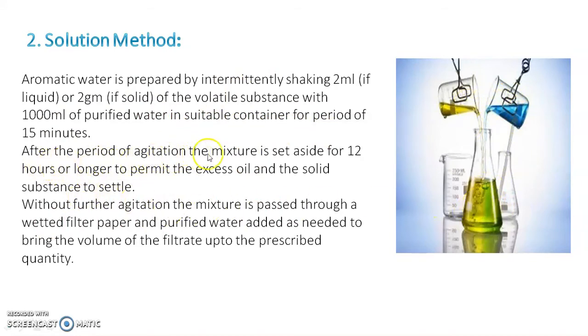After the period of agitation, the mixture is set aside for 12 hours or longer to permit the excess of oil and the solid substance to settle. Without further agitation, the mixture is passed through a wetted filter paper and purified water is added as needed to bring the volume of the filtrate up to the prescribed quantity. In the solution method, the two components are added and agitated, and placed for 12 hours or a longer period, and if there is a need they should be filtered out.